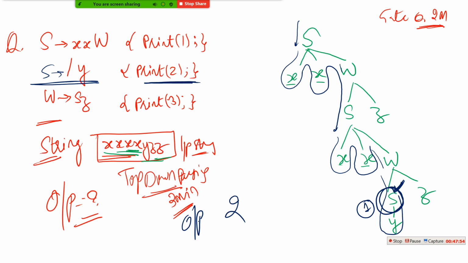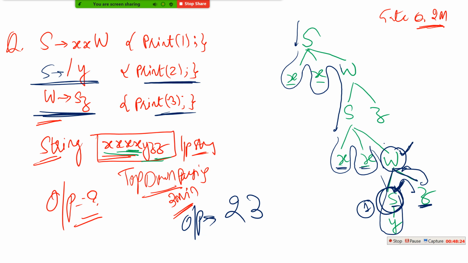I am writing the output here. 2 will be a part of the output. After that, I will take z, but z is not a single part of any right hand side production. So this s and z combinedly will give the value to this w. So this w is generating s and z, meaning the third statement is executing. So it will print 3, because this s and z combinedly give the value to this w, and now we have the value of x, x and w, because after execution of this w we have the value of this w.